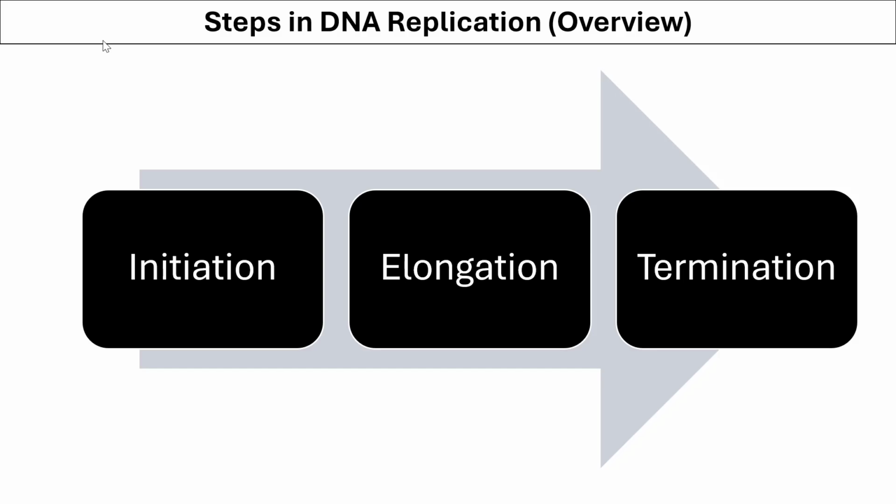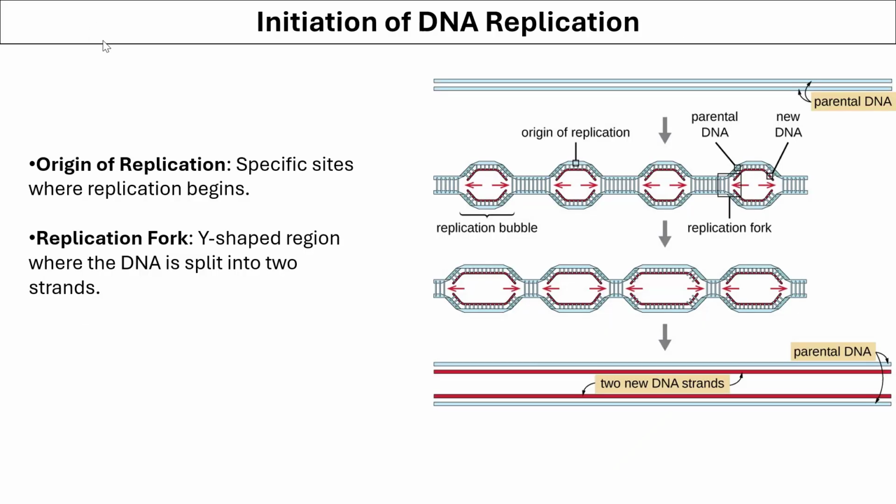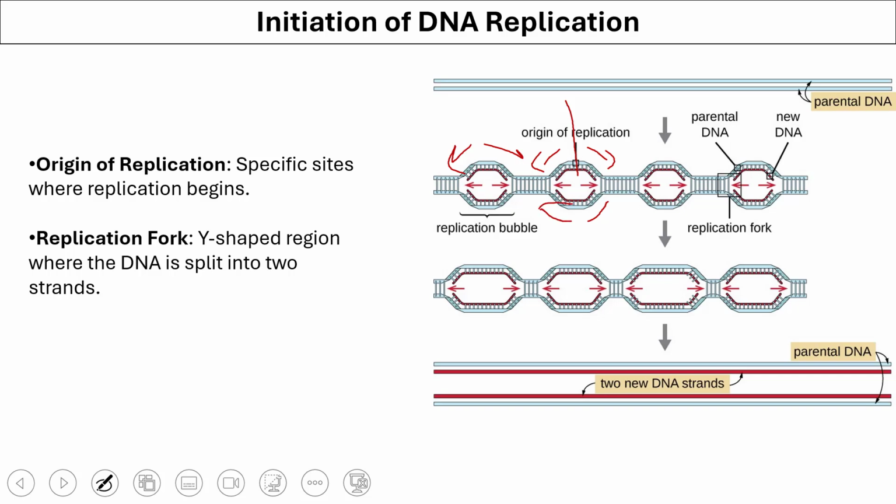DNA replication has three main steps: initiation of replication, elongation of the DNA strand, and termination of replication. DNA replication originates or starts at specific sites called the origin of replication sites. The DNA replication progresses in both directions around the replication site. So let's say this is the origin of replication. The DNA replication will occur towards both sides.